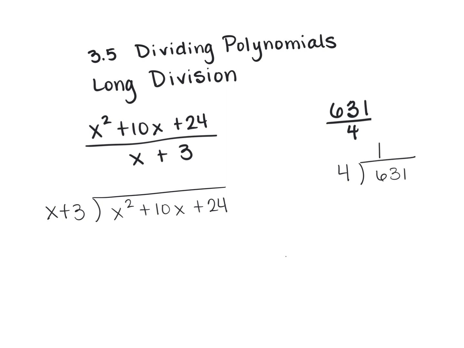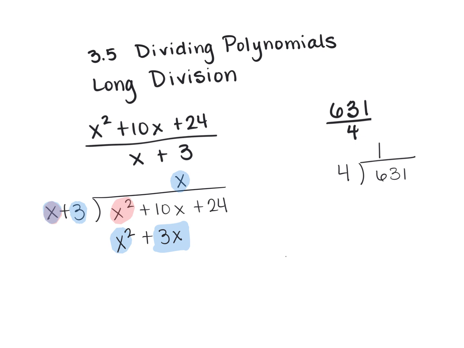Now over here you've got a little bit different question. You've got to take x squared and you're going to divide it by x. So if I have x squared and I divide it by x, then the answer would be x. Now, I'm going to take this top x and I'm going to multiply it first by x, and that answer will go here. And then I multiply that x that's on top by this 3, and that answer will go here. So when we do x times x, we get x squared. And then when we do x times 3, we get 3x.